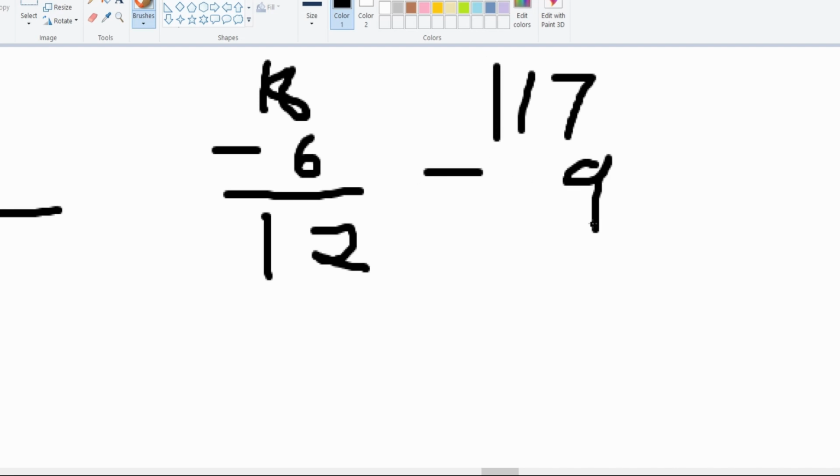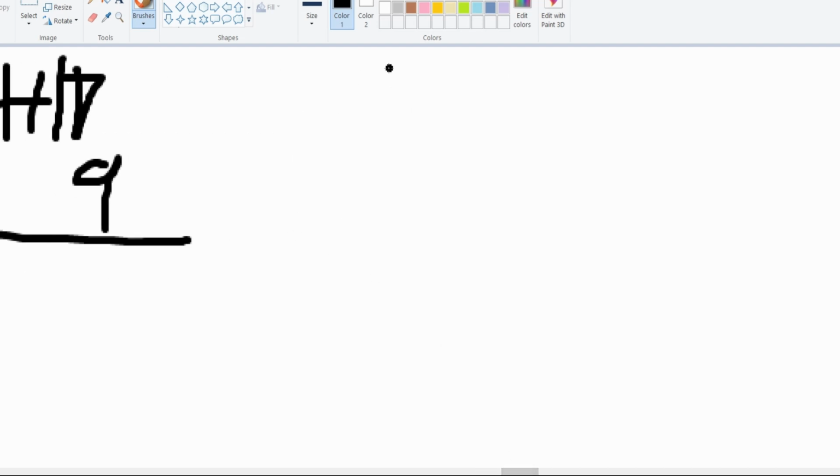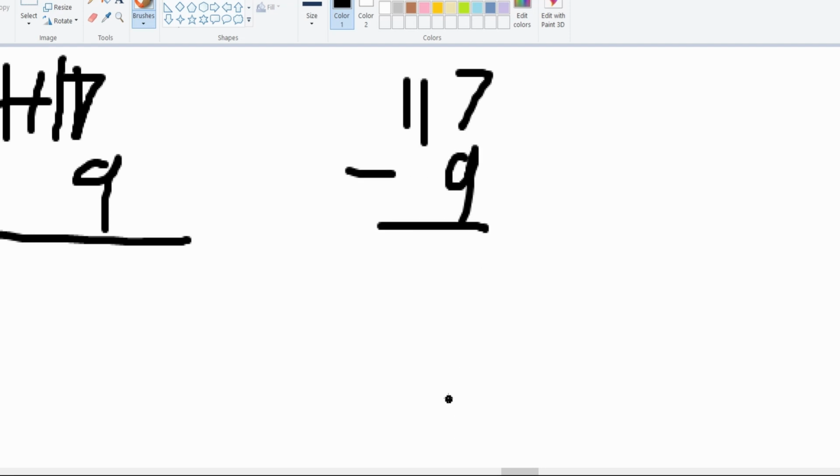So now we have 117 minus 9. Since 7 is a little smaller than 9, we're gonna need to borrow 11 from over here. So now I put the 11 over here in front of 7, and so now we have 117 minus 9. What you're gonna want to do here next is get rid of the 1. Since 0 is a little smaller than 1, you're going to want to put the 1 in front of a 1, so now we have 117 minus 9.